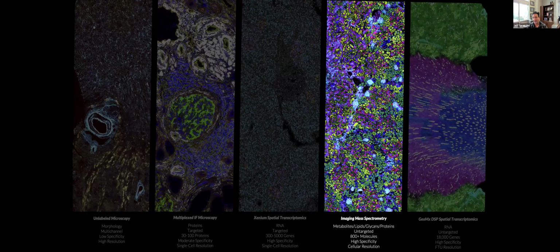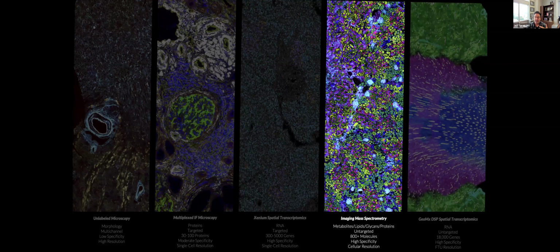What's nice about this is we're not using any probes or targets. We're measuring the endogenous molecules directly from the tissue. If you can detect those molecules in a mass spectrometer, then we can typically apply this approach to your sample. We take thin tissue sections, and we can look at metabolites, lipids, glycans, proteins, and post-translational modifications. Typically, we're detecting hundreds of molecules in a single experiment.